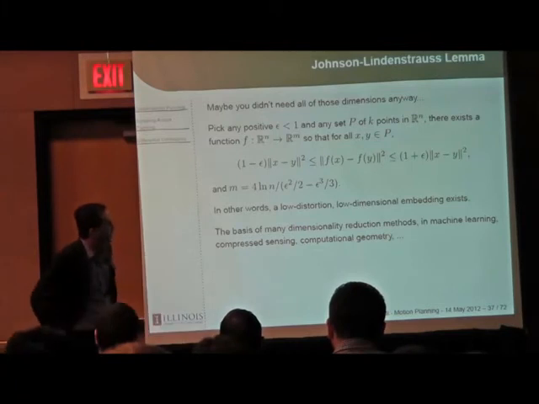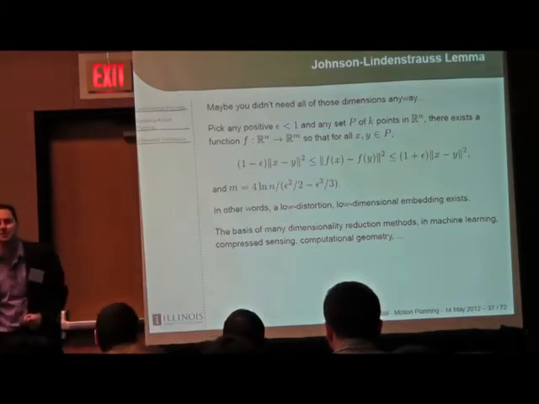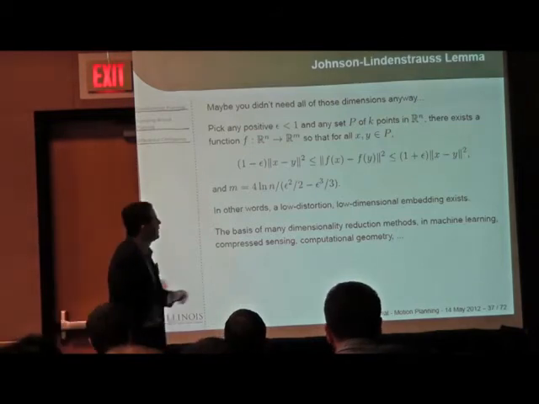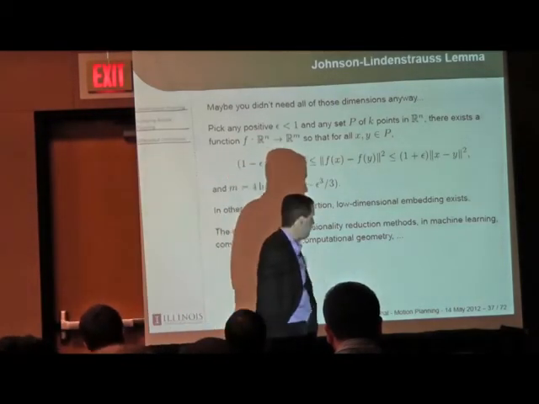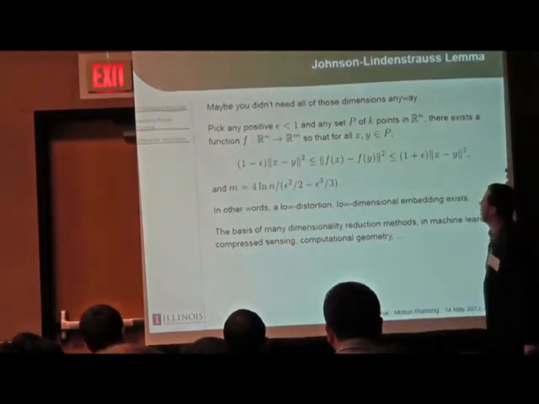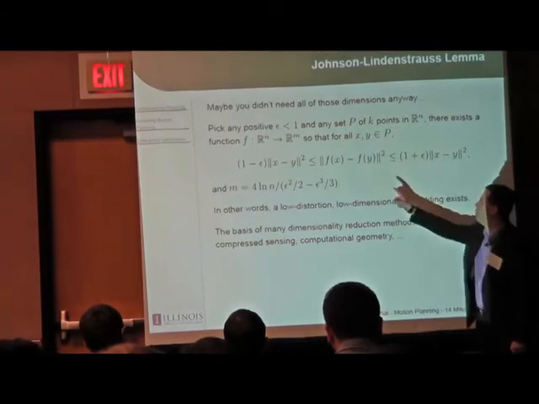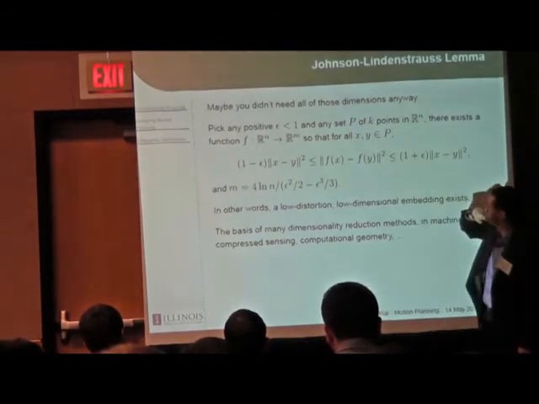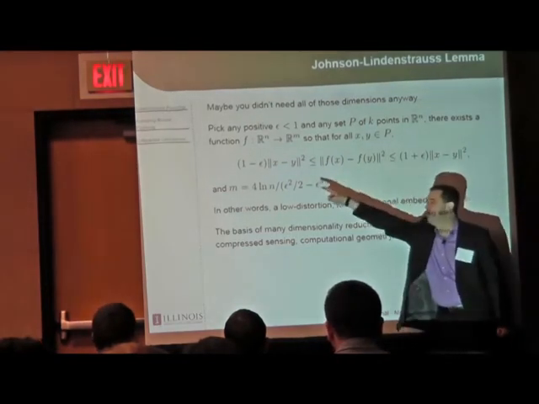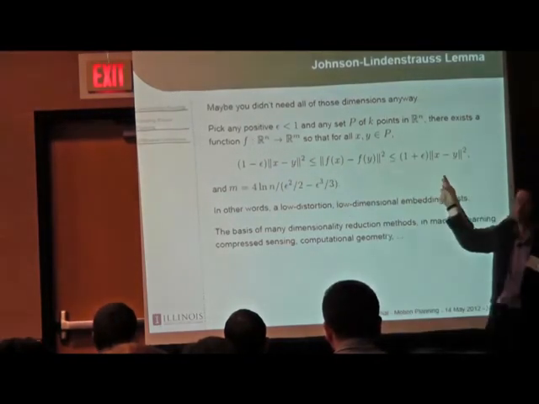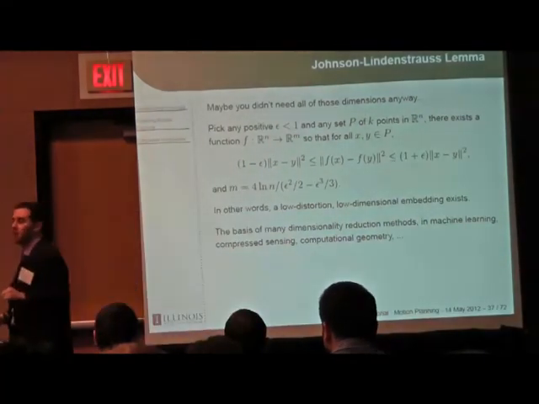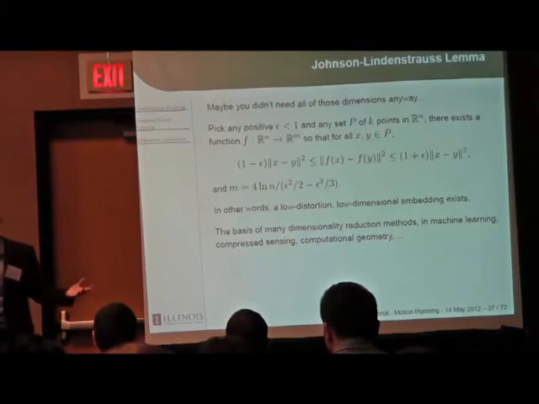It basically says that you might not need as many dimensions as you thought you needed, which is kind of a cool idea. So if I pick some epsilon and some set of points in Rn, there exists a projection that maps it from Rn to Rm, so that for any pair of points I pick, if I apply my projection, the distance does not get distorted any more than 1 minus epsilon and 1 plus epsilon. So in other words, my points don't get distorted by very much, so I might as well just jump to the lower dimensional space.